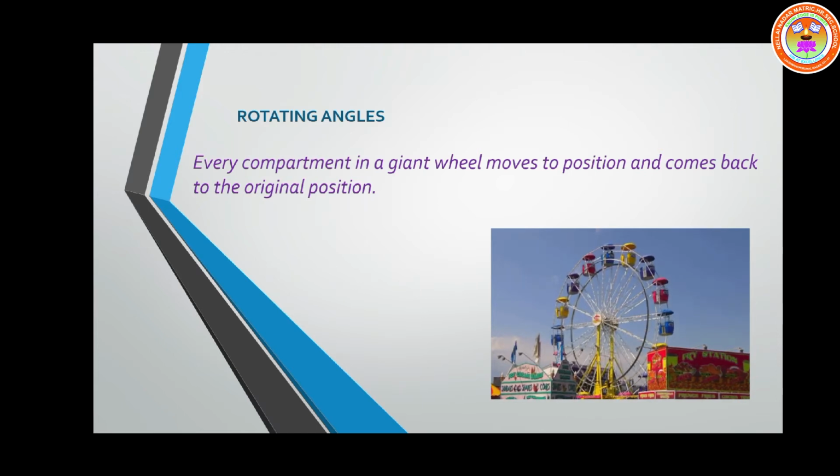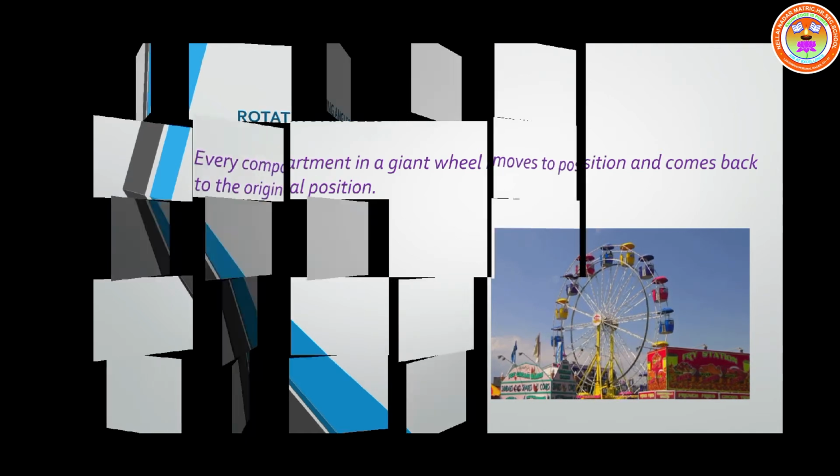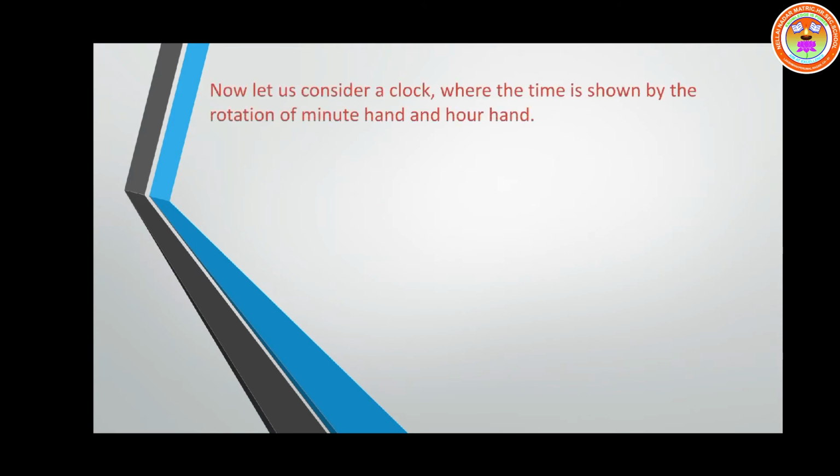So what happens? The giant wheel moves in a circular rotation. Each compartment is moved to a certain position, and it will come back to the original position. Yes or no? When you get inside, to get out you have to come down. So the same way it is moving. Similarly, we are going to use a rotating object which is nothing but a clock, where we find the time by the rotation of the minute hand and the hour hand.